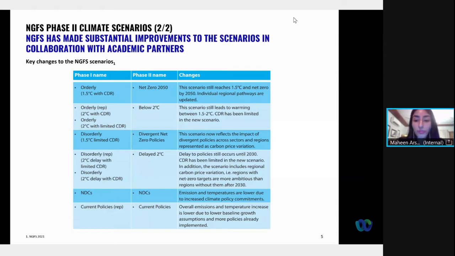So this table shows the main changes in the scenarios, and the two main changes I'd like to highlight are the introduction of a net zero by 2050 scenario, which includes regional policies that are going to be implemented to reach net zero emissions. And the second main change is that this new set of scenarios has reduced its reliance on CDR.